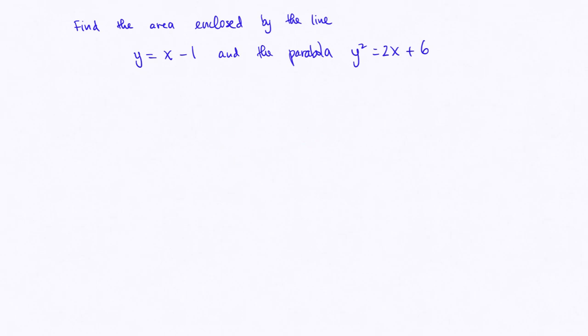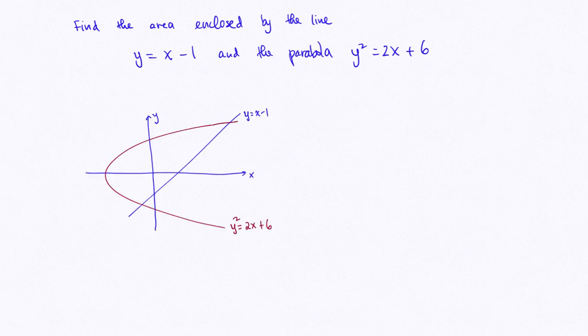Find the area enclosed by the line y equals x minus 1 and the parabola y squared equals x plus 6. First, we sketch the graph. y equals x minus 1 is the linear function. y squared equals x plus 6 is a parabola.